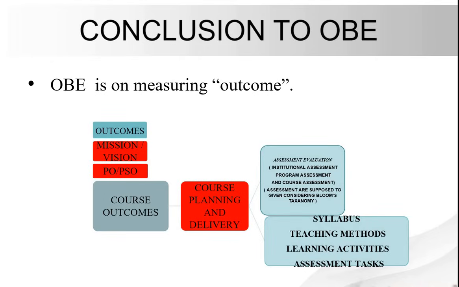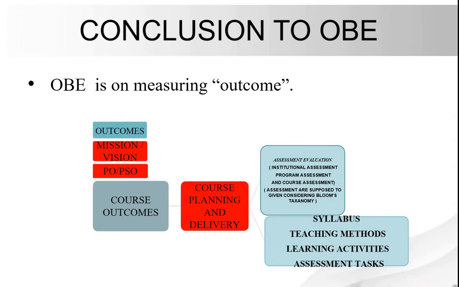In the same way, POs and PSOs will be framed, and COs will also be framed by each and every faculty member. PO will be framed by the college, PSO will be framed by the head of the department, that is program in-charges or deans. Course outcomes will be prepared by each and every faculty member. And when they prepare course outcomes, they need to plan how they are going to deliver their courses to students. A course plan will be prepared by each and every faculty member at the beginning of the semester, and that will be delivered to you.